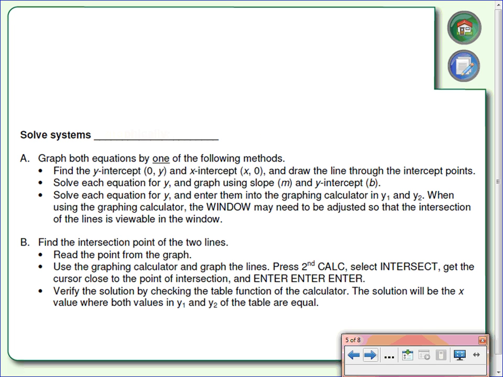Now, there's a lot of stuff in there. Rather than reading all of that stuff to you, I'm going to go ahead and jump into an example, but I do want you to fill out up at the top here. Solve systems graphically. That's what we're going to be looking at today. We're going to look at how to solve systems graphically. How do you use the graphs to determine your solutions?